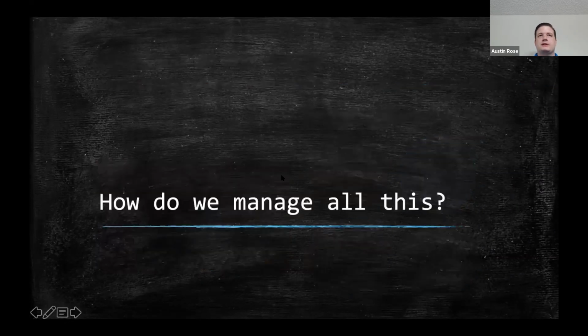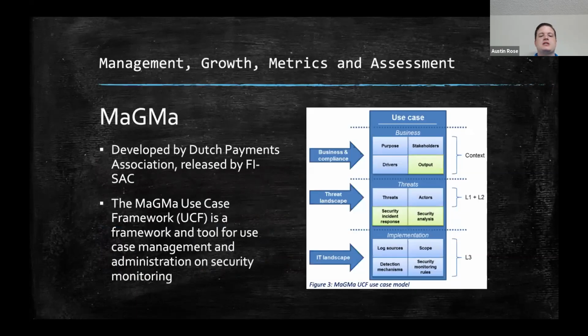So how do we manage this? Going from 260 techniques to what? What is the next step for this? The Dutch Payment Association, through FISAC, developed the management, growth, metrics, and assessment framework. What this framework does is it takes these use cases, and a use case is really just how something is going to happen in your network, and it tries to drive the need for that through regimented requirements gathering.